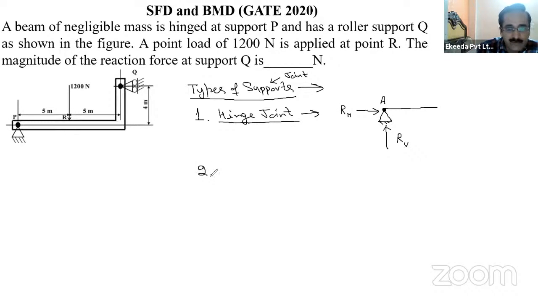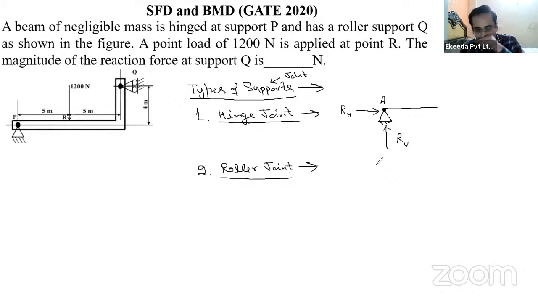Then another type of joint is the roller joint. Roller joint is like the coolers in your home, which have wheels on the bottom, right? You can move it horizontally, but you cannot move it vertically because the earth is producing the reaction. You cannot move vertically, but you can move horizontally because rollers are there. So a roller joint is like this, and this is a beam, right?